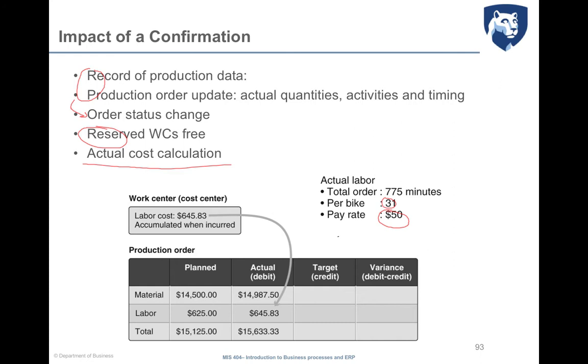Now we have all the data to calculate the actual cost, which is the sum of the cost of raw materials and the cost of labor. And again, in this case, the total costs are higher than the planned ones, because in one case we have a higher cost for raw materials, and in this case we have 1 minute more of human labor, which leads to higher costs. So the production order has accumulated a total of $15,633.33 for material and labor consumed.